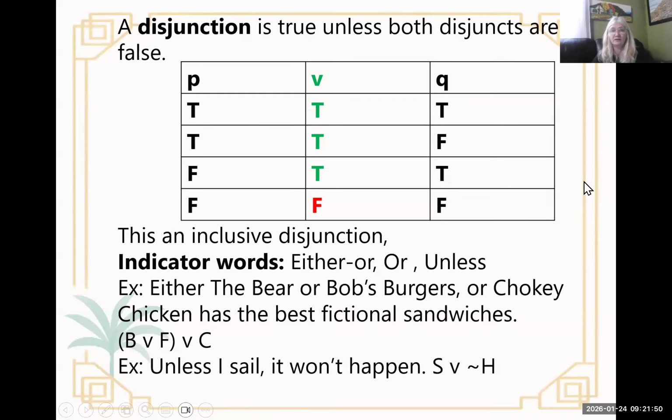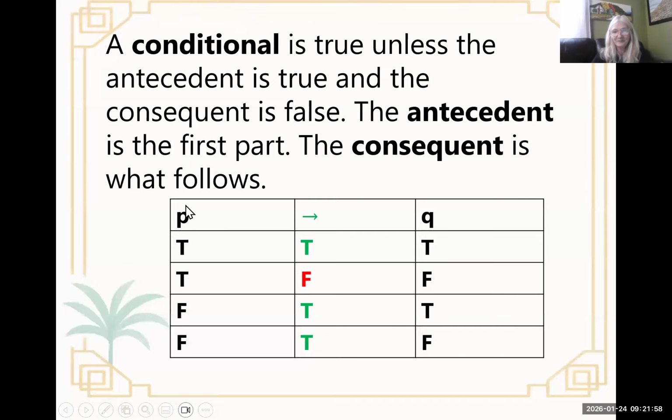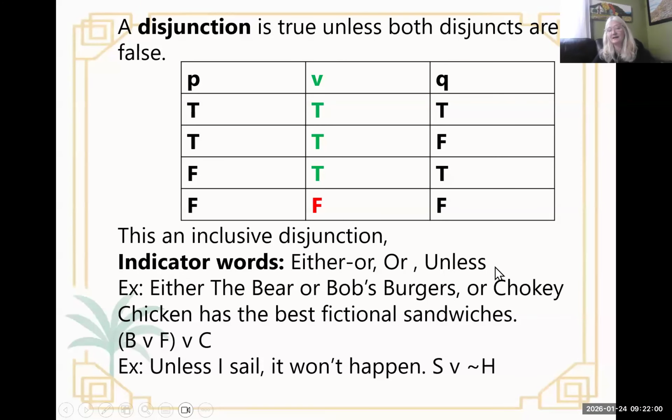Next is disjunction. A disjunction is true unless both disjuncts are false. So true, true, true, false. This is an inclusive disjunction, meaning again on the top line where P and Q are both true, it's true.